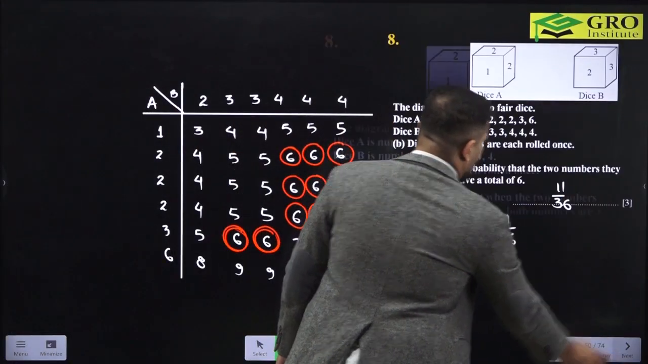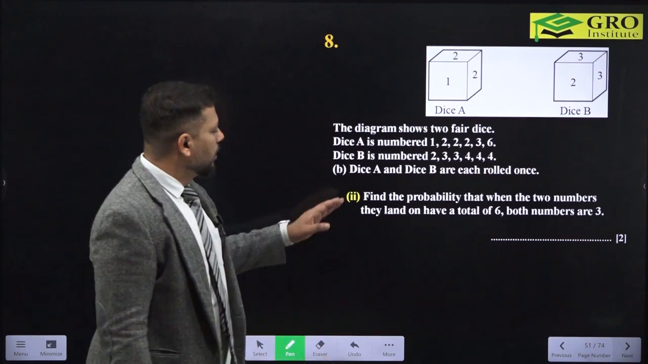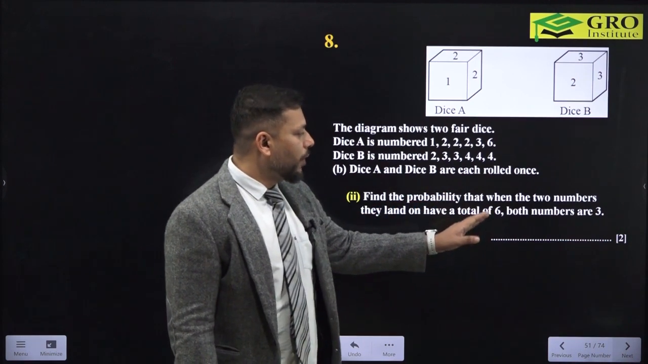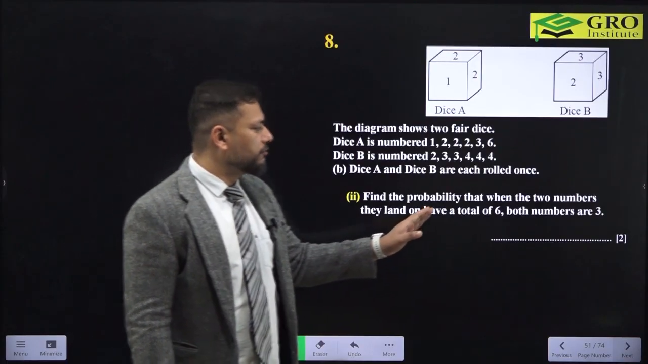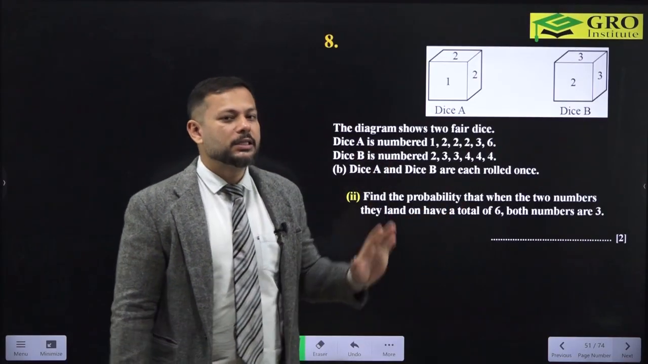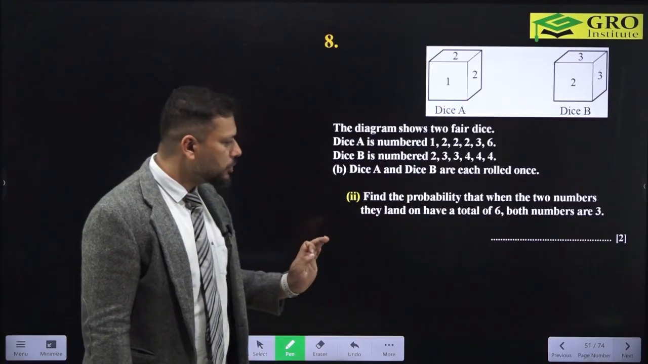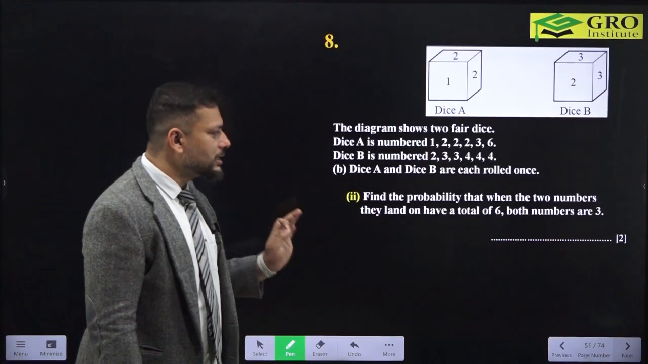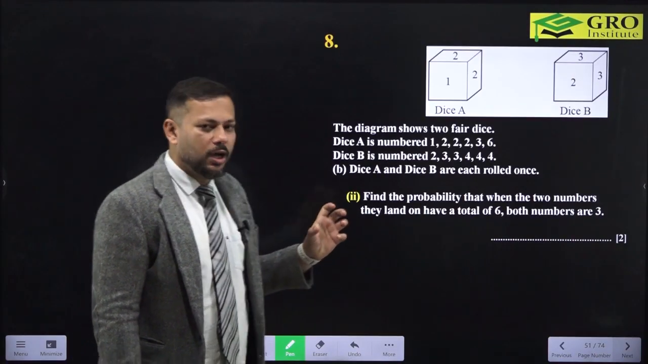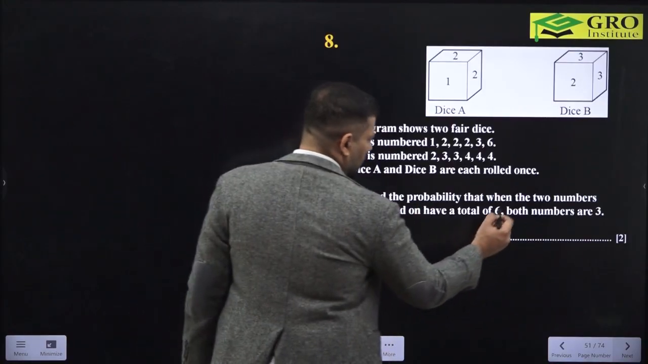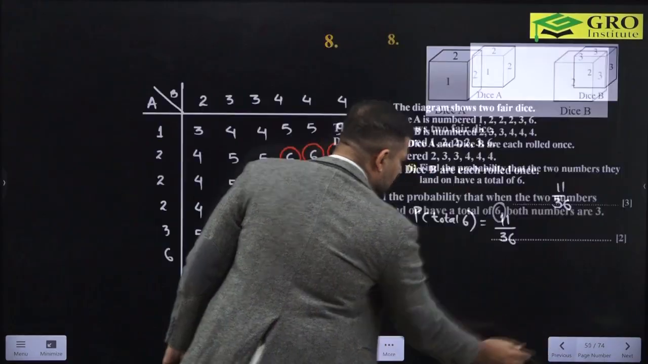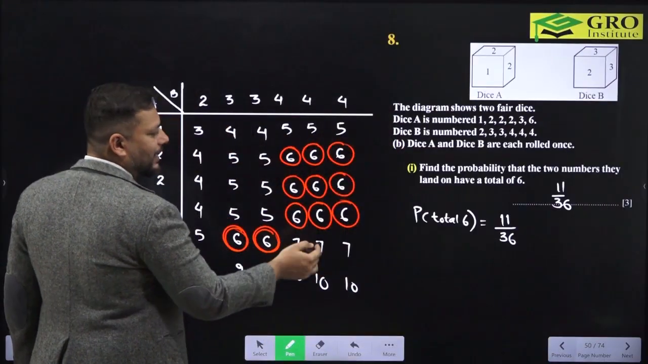What is the next question, guys? The next question is, find the probability that when the two numbers they land on have a total of 6, both numbers are 3. Understand this question. The probability is about the sum of the numbers on the faces to be 6, right? It has to be 6. That we already have found. That how many times are we getting 6?